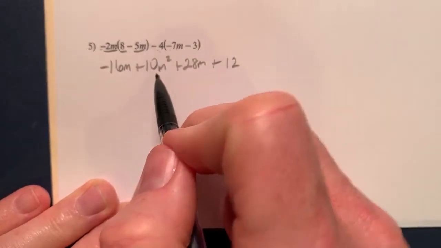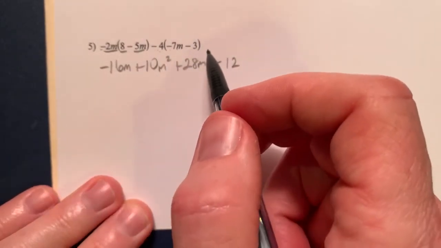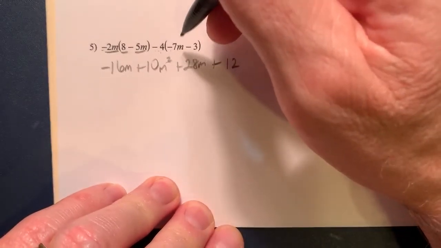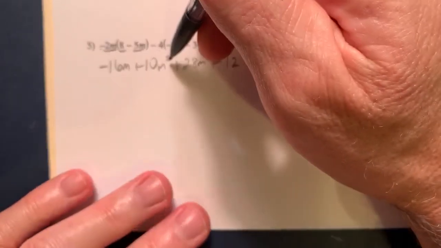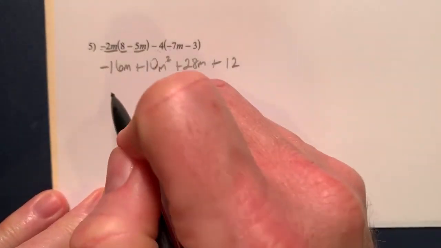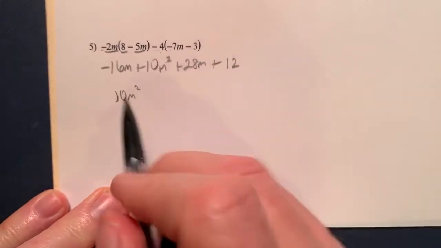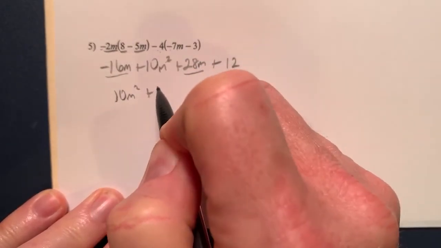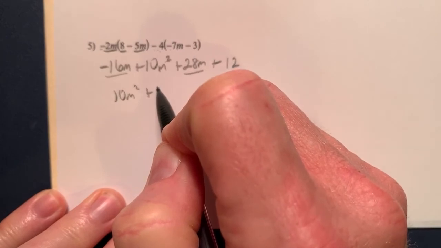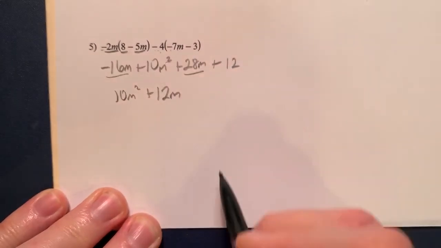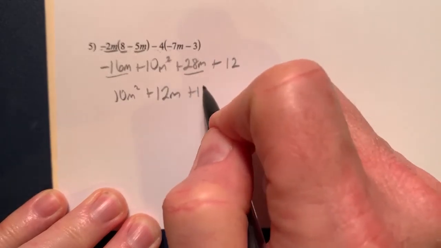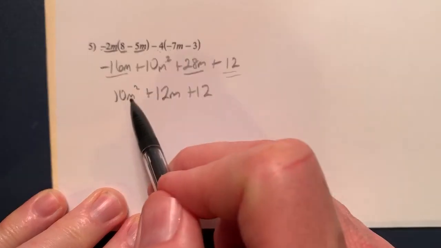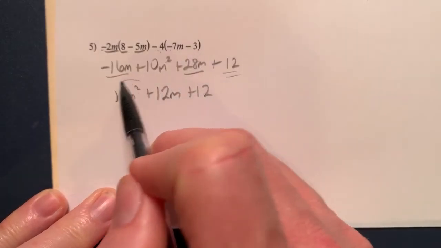All right, so again, combining like terms. But I'm going to put this in descending order. That means go by largest degree to smallest degree. So I'm looking at exponents. So I'm going to put the 10m squared first. And then I'm going to do these two. So that gives me a positive 12m. And then positive 12 because of that. And then I do not have any like terms left. That's the best I can do.